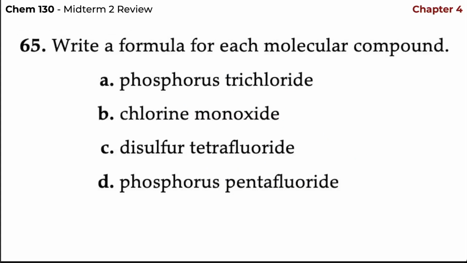This one's also pretty straightforward. Same thing in reverse is the last question. This one doesn't have a prefix, so this is just one. So phosphorus is P, and then trichloride is Cl3. Next one is chlorine, which is Cl, and then one oxygen, so ClO.